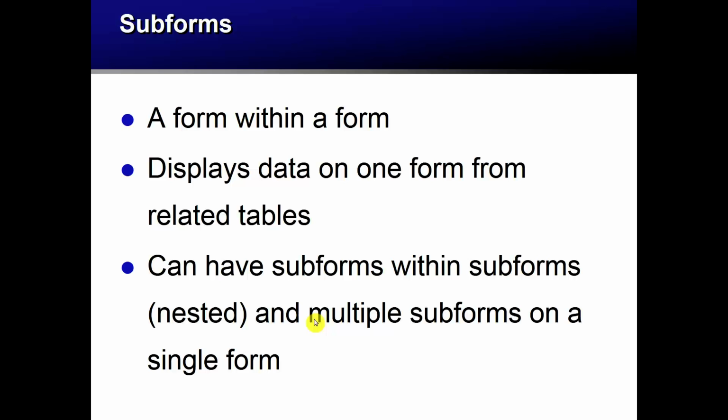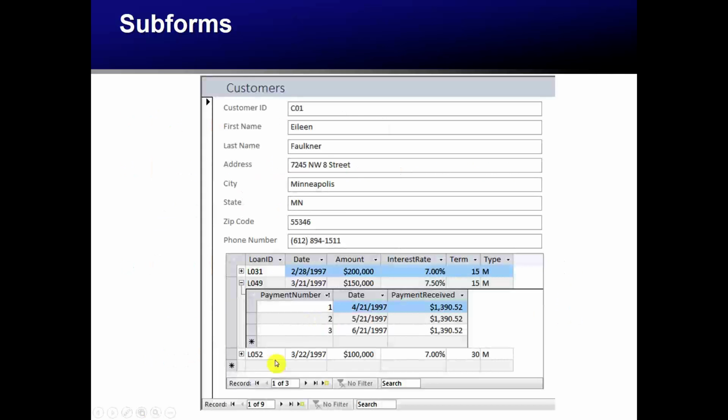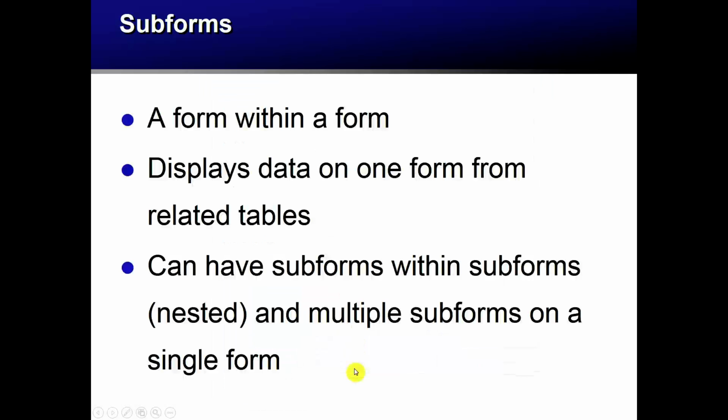And it allows you to display data from related tables. So that's a prerequisite. The 2 tables do have to be related. You can have nested subforms, right? Subforms within subforms like we saw here. This payment subform is actually a nested subform inside of loans. And you can also have multiple subforms on a single form.